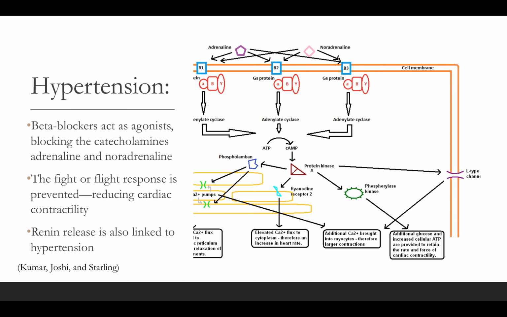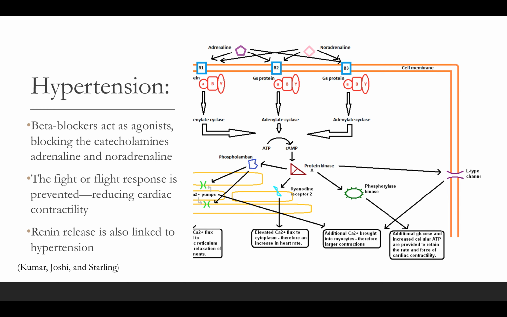I talked about this pathway in my short presentation, but I just wanted to remind you guys briefly that beta blockers act as antagonists, blocking the catecholamines, adrenaline and noradrenaline. I'm still saying catecholamines wrong, and Dr. Stark isn't here to correct me, so I'm sorry.